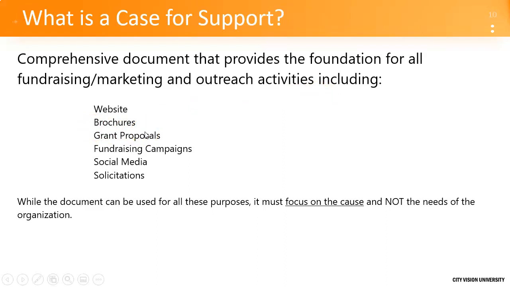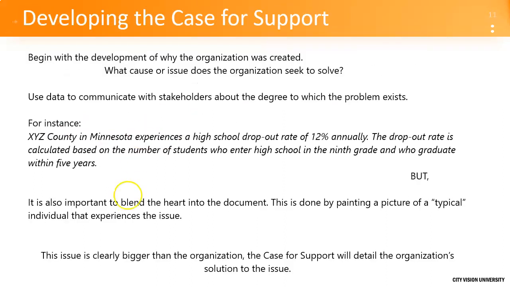For, say, City Vision, your organization is going to have its own cause. So you start with the development of why the organization was created, what cause or issue you seek to solve. You try to use some data with stakeholders describing the problem that exists. So if you're trying to address high school dropout, you might talk about how the dropout rate is 12% annually. And this is probably getting a little more technical. So this is the data.